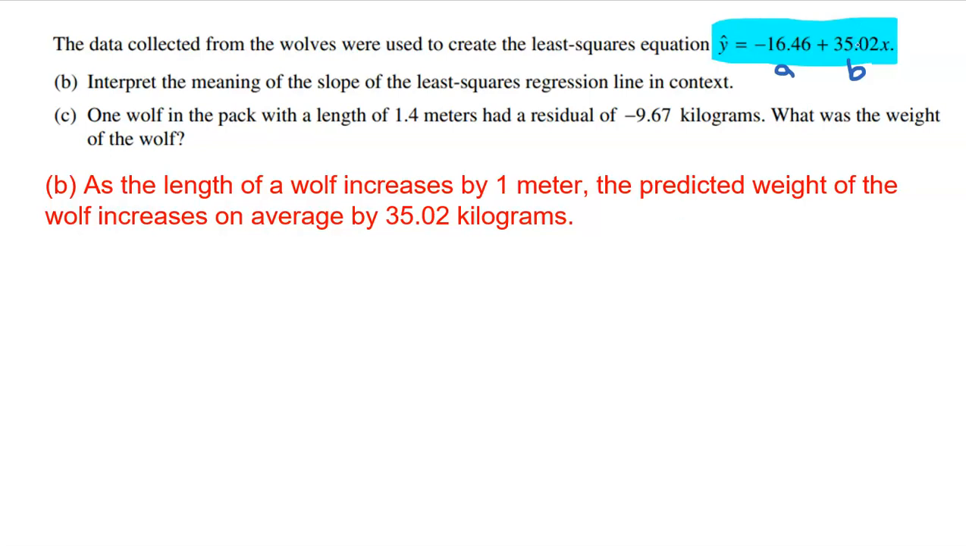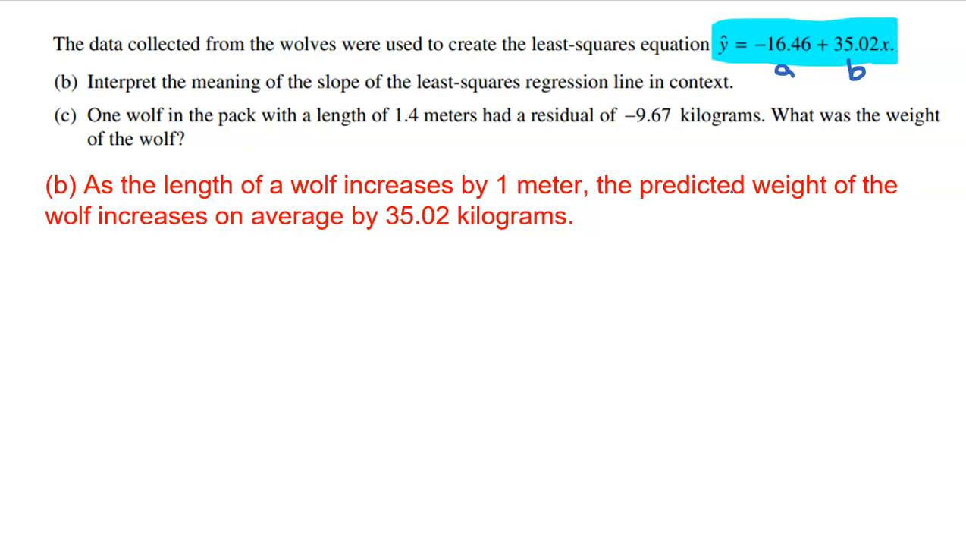So first, it's important to actually identify the slope as the 35.02. It's the number that's being multiplied by X. It's not that first number. It's the second number. I guess you could write this in a different order. You could put the 35.02X first and then the negative 16.46 in the back. But the key thing is, remember, slope is what you're multiplying the X variable by.